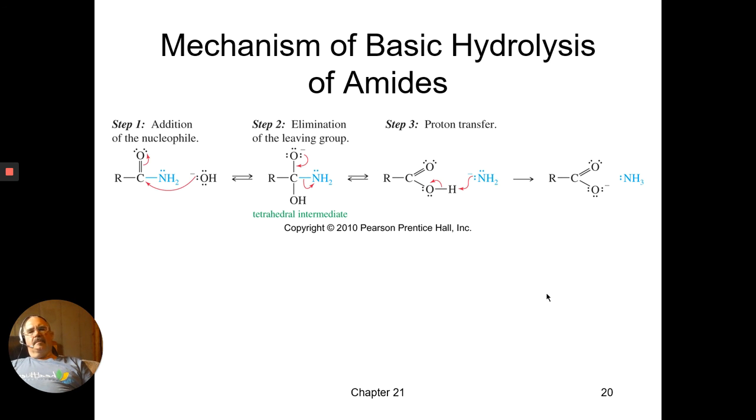Okay, here's the mechanism. Again, this looks just like the ester hydrolysis. NH2 minus is a leaving group, which immediately removes this proton to give a carboxylate and ammonia.